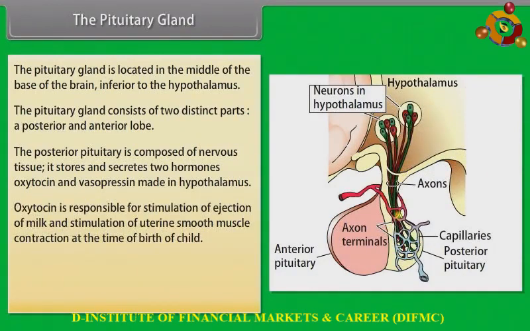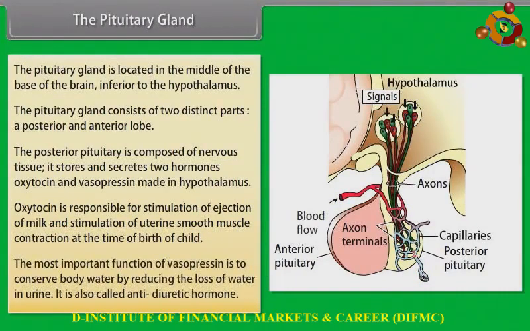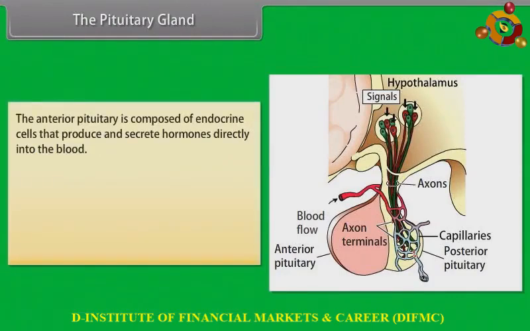Oxytocin is responsible for stimulation of ejection of milk and stimulation of uterine smooth muscle contraction at the time of birth of child. The most important function of vasopressin is to conserve body water by reducing the loss of water in urine. It is also called antidiuretic hormone. The anterior pituitary is composed of endocrine cells that produce and secrete hormones directly into the blood.